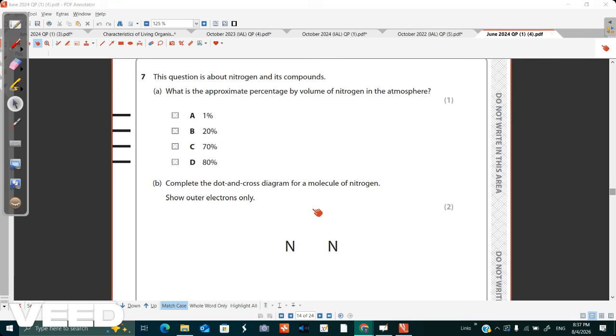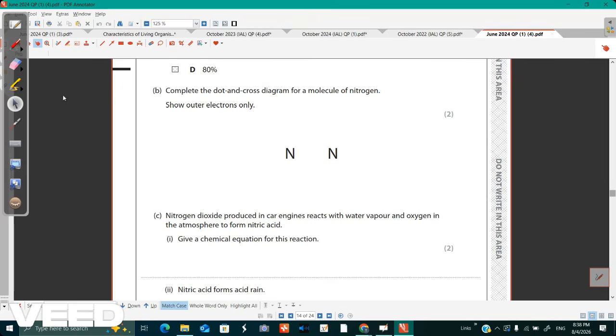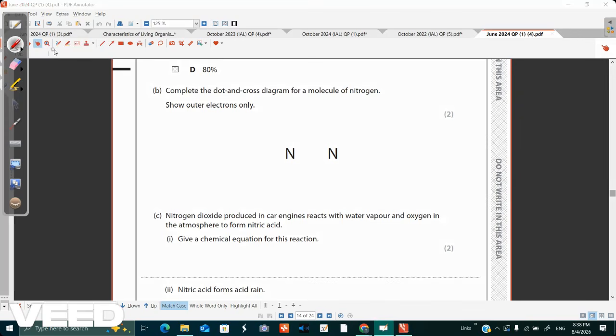Complete the dot cross diagram of a molecule of nitrogen. Show the outer electrons only. Right. So nitrogen: each nitrogen atom has 7 electrons in the valence shell, and between them they can make 3 bonds. So lone pair, 2 electrons each, and you have to mark it with a cross and a dot.